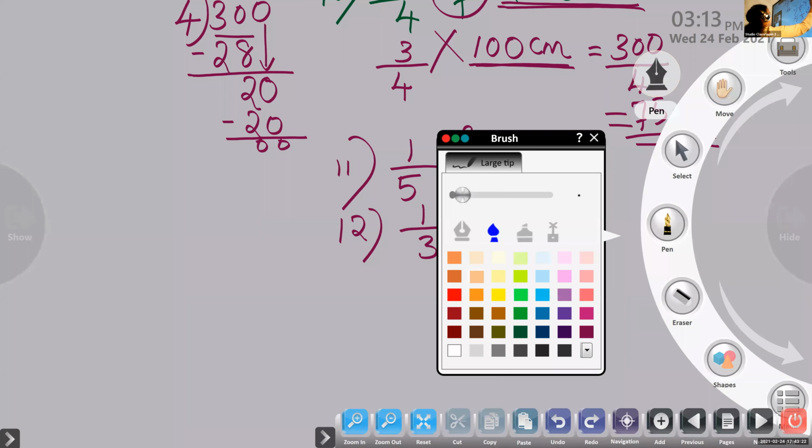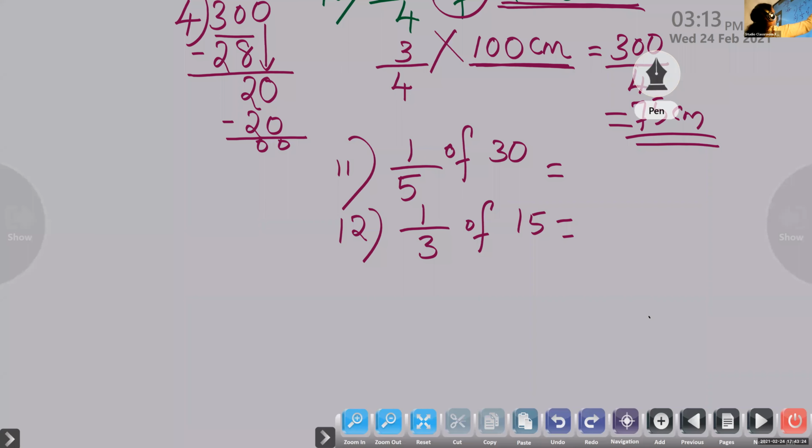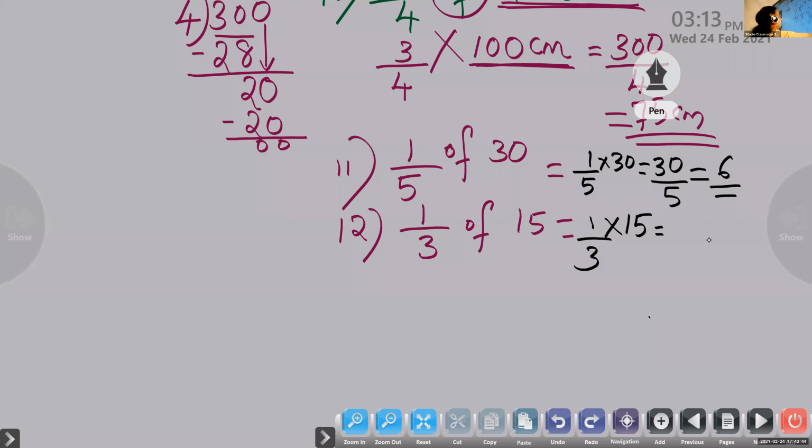So 1 by 5 into 30. So 30 divided by 5. What's the answer? Ma'am, 6. Okay. Next question. 1 by 3 of 15. 15 divided by 3. Find out the answer. 3 times which number you will get 15? 5. So 5 threes are 15. So that's the answer.